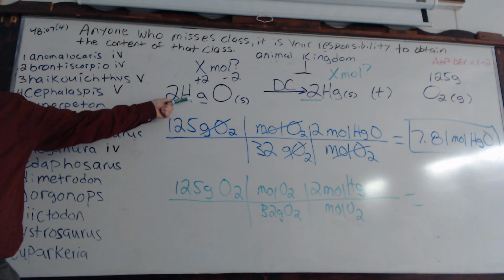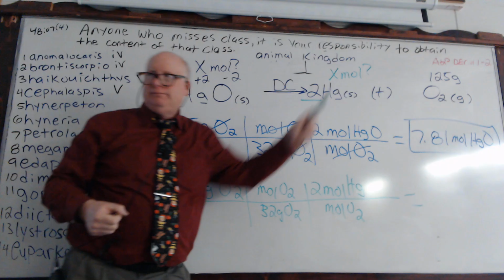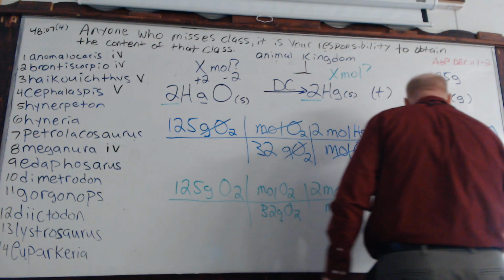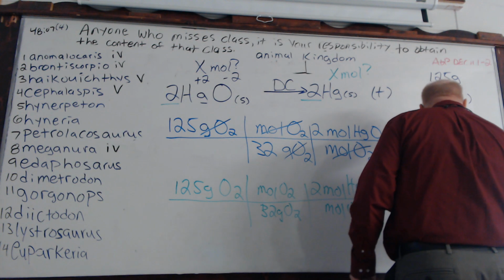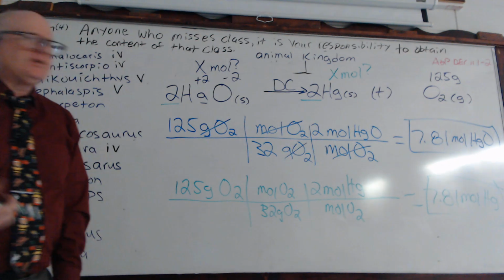We're looking for this one in problem 1, and we're looking for that one in problem 2. That's the only difference. It's going to give you a different substance. In other words, 7.81 moles of mercury only, instead of mercuric oxide. That's the only difference.